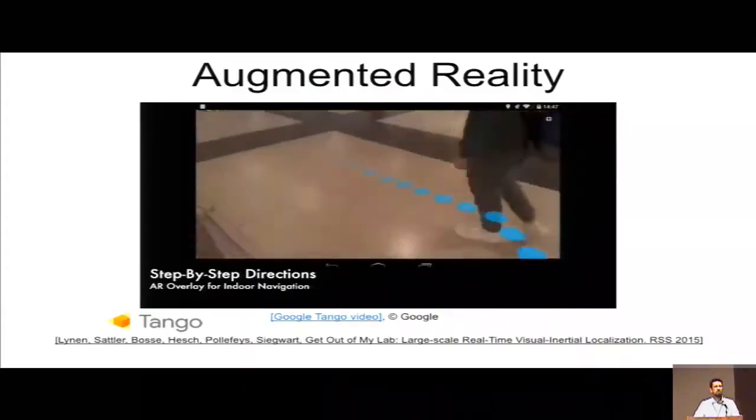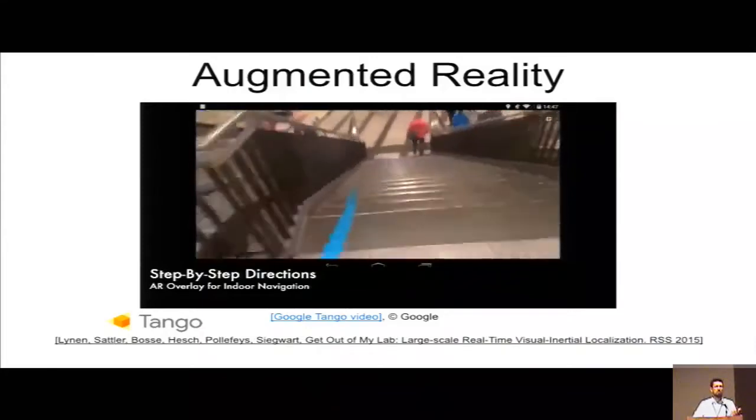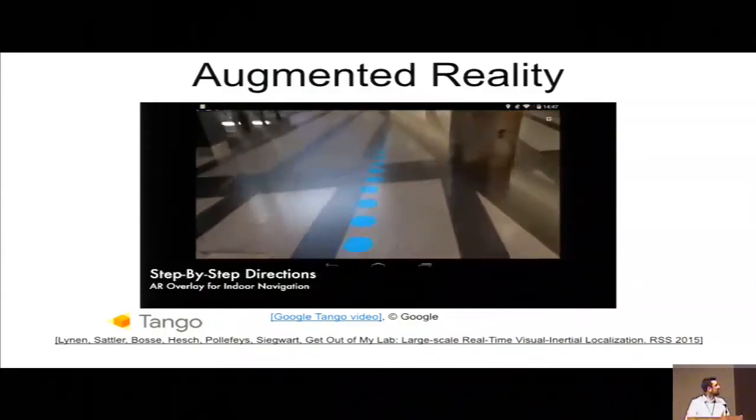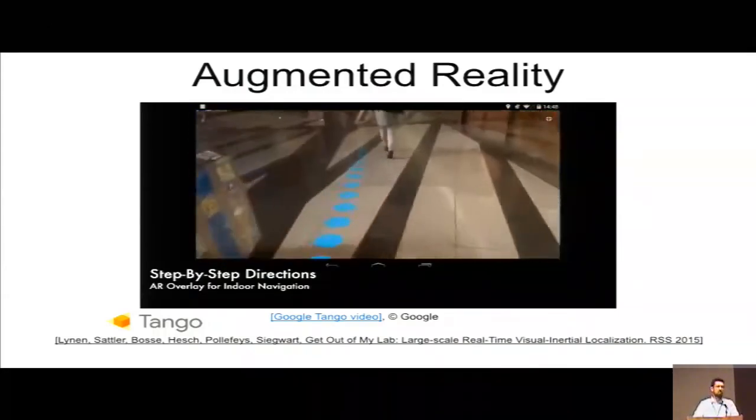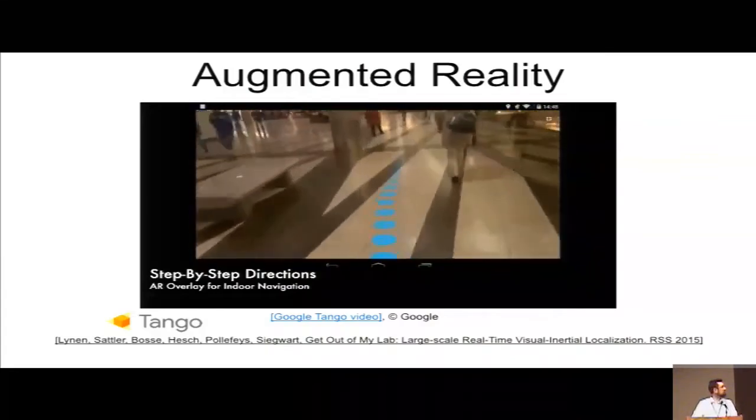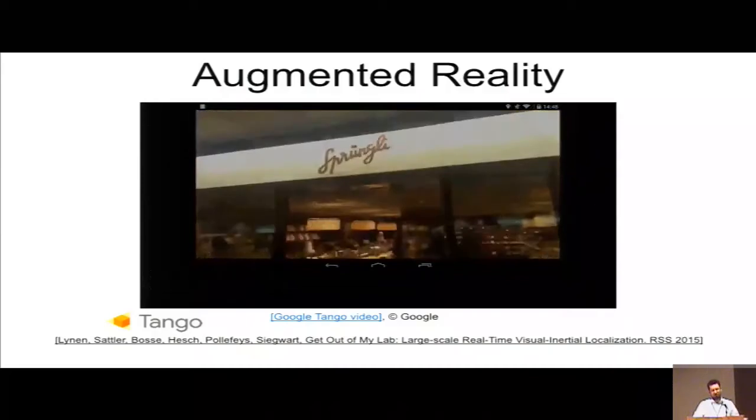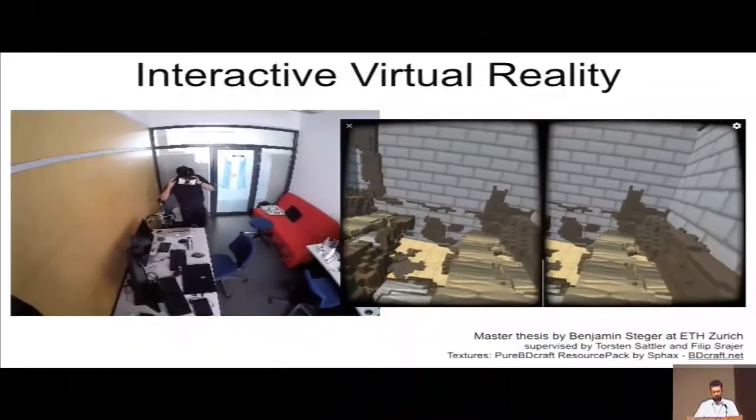And here's another application for augmented reality, where you could use it for navigation in indoor scenes. Here, for example, this is someone being led to a chocolate shop in the main station in Zurich. Well, it's Zurich, so it will lead you to a chocolate shop, but essentially you could also go to other places. And the last application example that I want to show is virtual reality.